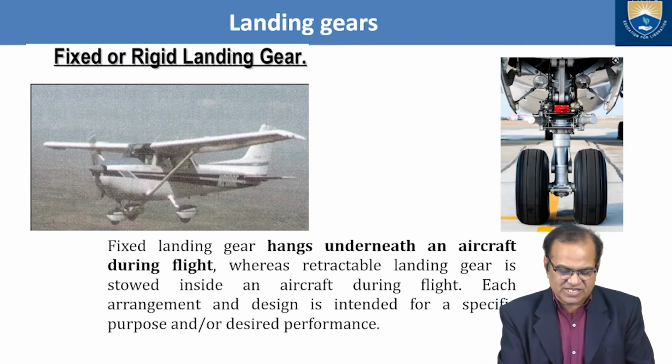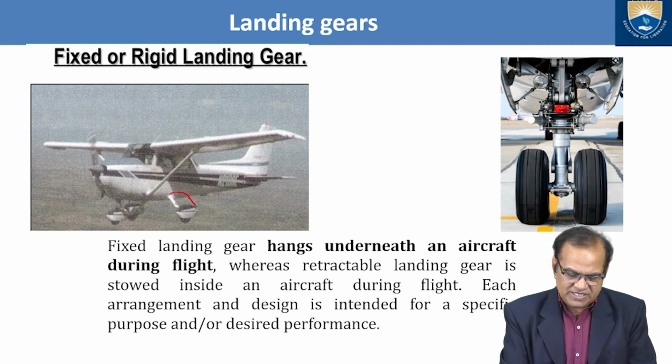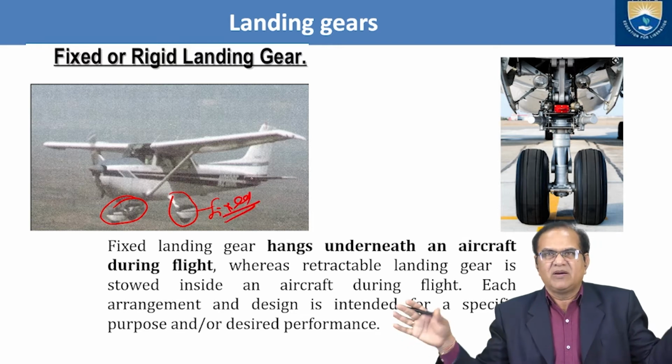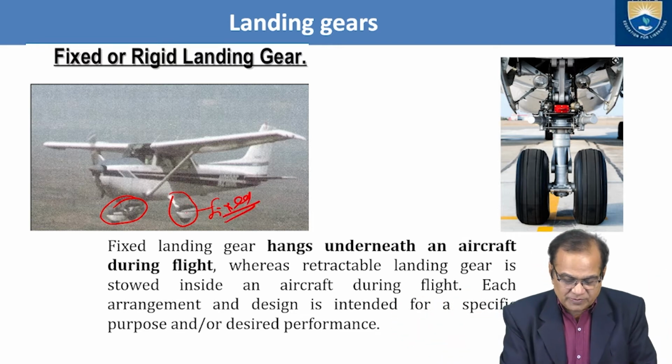Here, landing gears again, so fixed or rigid. You can see here the Cessna aircraft, and these are the landing gears, and these landing gears are the fixed landing gear. They are not retracted. They will always be open, and if you see here we have the pant. This is called the pant. Pant means it is covering the wheel and other things.